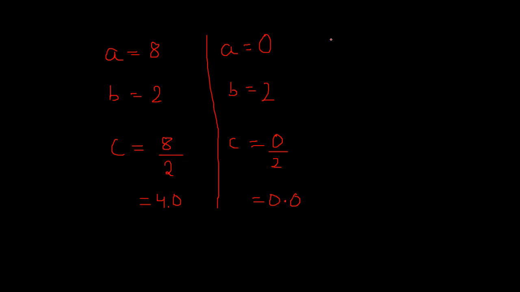But suppose there arises a situation in which the user has given the value of a as 8, and the value of b as 4. Sorry, instead of 4, the value of b is given as 0. So the value of a, that is the numerator, is 8, and the denominator, that is b, is 0. Then what will happen when we divide, a divided by b, that is 8 divided by 0?